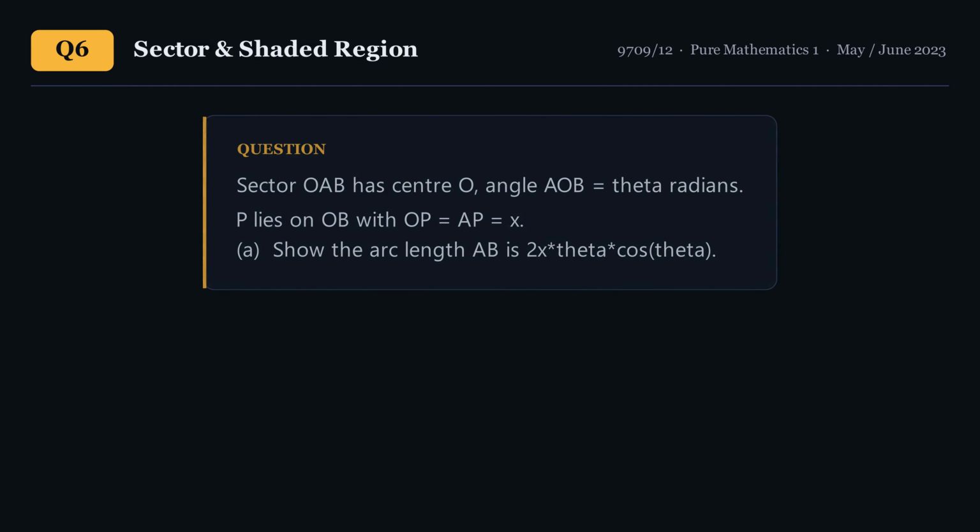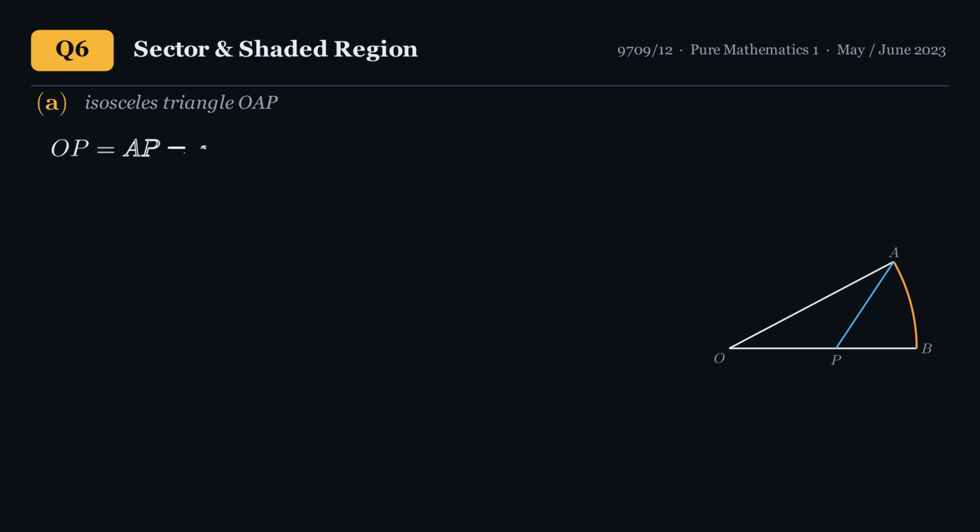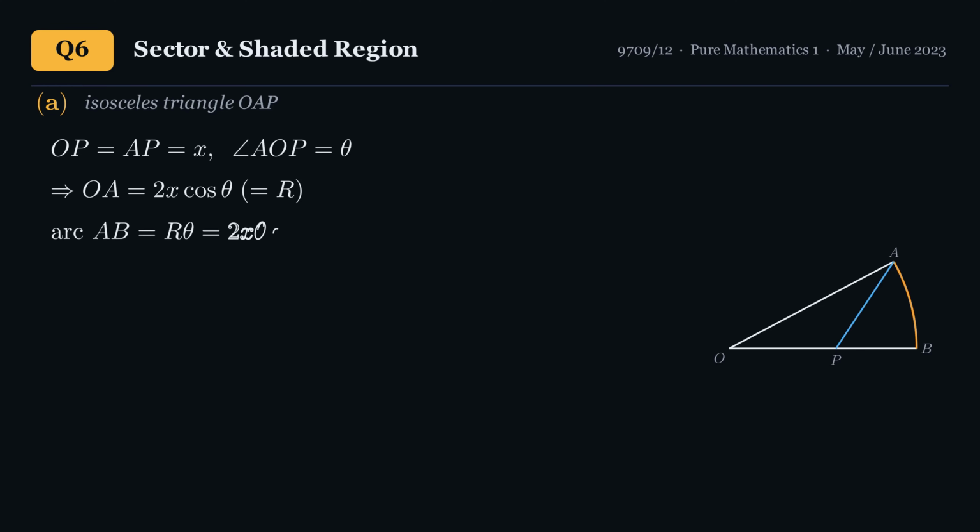Now let's work through the solution step by step. Triangle OAP is isosceles. Use that to find the radius OA. OP and AP both equal x, angle at O is theta. OP equals AP equals x, so triangle OAP is isosceles. Drop a perpendicular to find OA equals 2x cos theta. Arc length equals radius times angle. So arc AB is 2x theta cos theta.